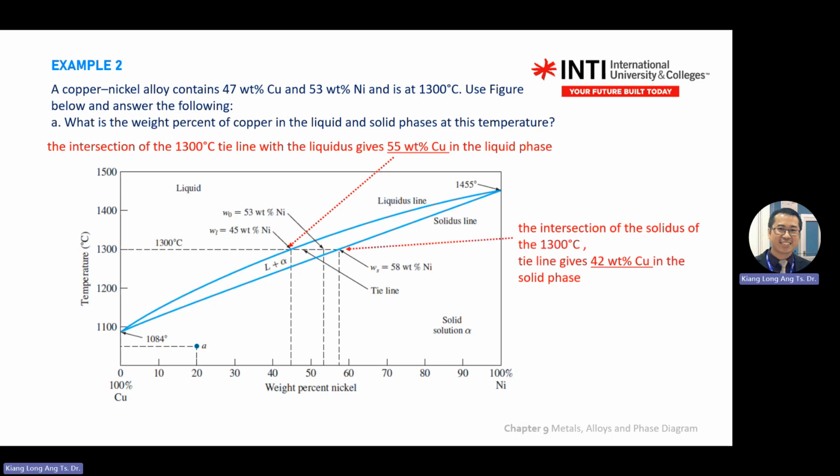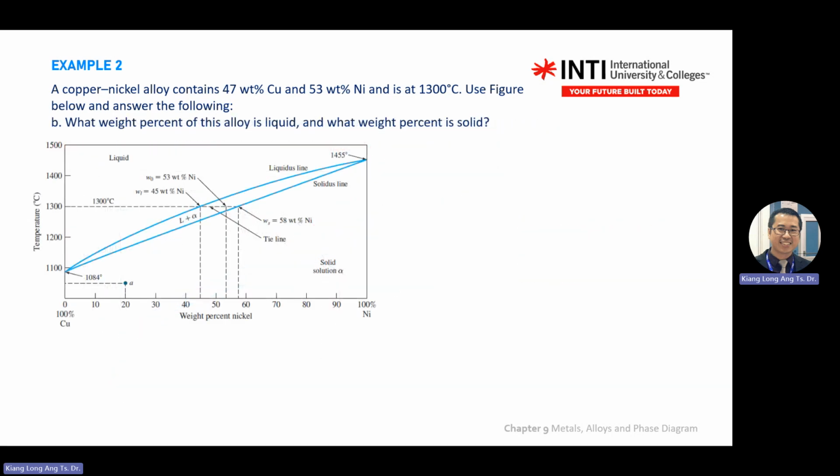So 42% copper. Remember, this is a binary system. The graph gives you one focus point, which is nickel, but the question can ask you about the other component, in this case copper. This is just to test whether you understand this graph or not. Okay, the second part: he asks the weight percentage of this alloy that is liquid. How many percent is in solid?